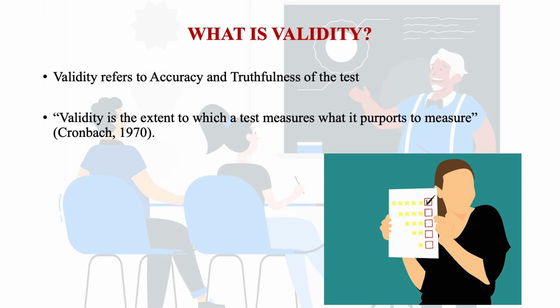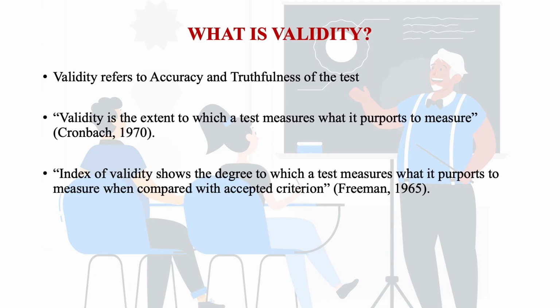If I discuss two definitions, one by Cronbach 1970 and the other by Freeman 1965, you will understand better the concept of validity. As per Cronbach 1970, validity is the extent to which a test measures what it purports to measure. That means there is a certain objective, a certain purpose. If your test is fulfilling the very purpose for which you developed the tool, then you can say that it is a valid tool.